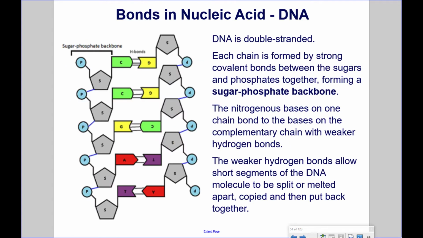Bonds in nucleic acid, DNA. DNA is double-stranded. Each chain is formed by strong covalent bonds between the sugars and phosphates, forming the sugar-phosphate backbone. The nitrogenous bases on the chain bond to the bases on the complementary chain with weaker hydrogen bonds. The weaker hydrogen bonds allow short segments of the DNA molecule to be split or melted apart, copied, and then put back together.